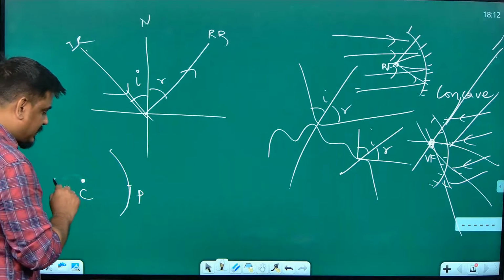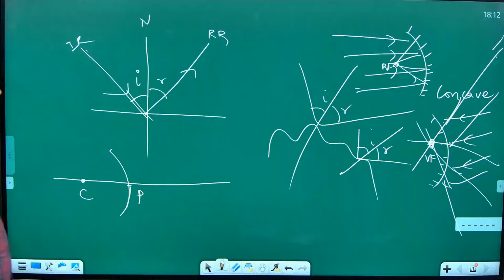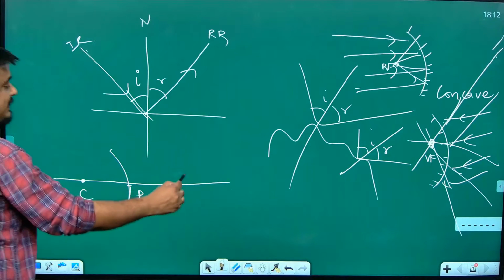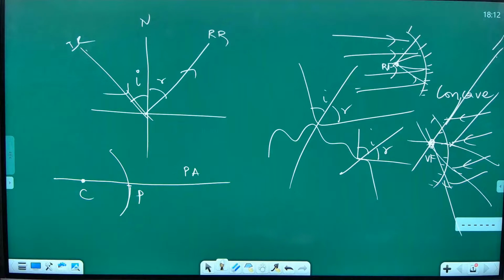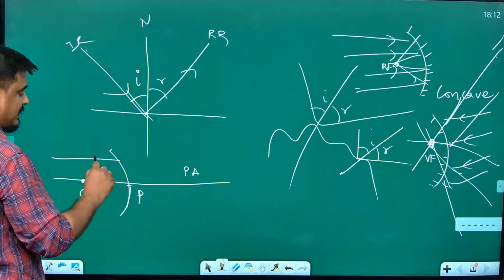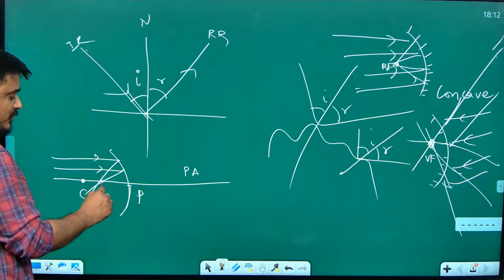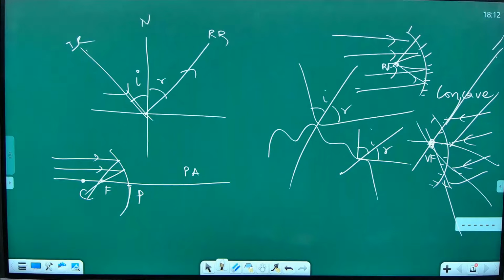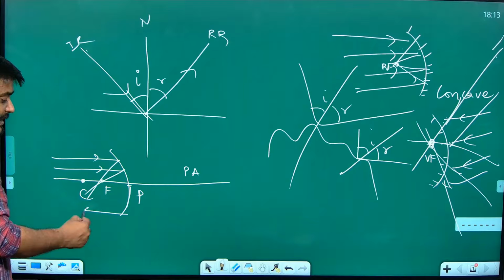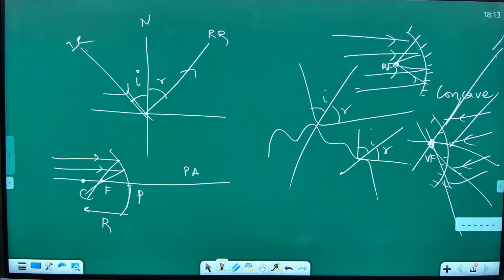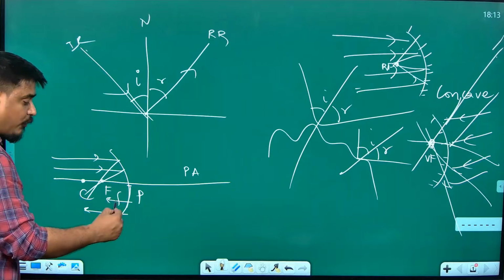And when we make this line passing through the center of curvature and pole, this is called the principal axis. And then I said to you that if all the rays are coming from infinity, they will converge at a point. That point is called the focus. Distance of the center of curvature from the pole is called the radius of curvature. Distance of the focus from the pole is called the focal length.